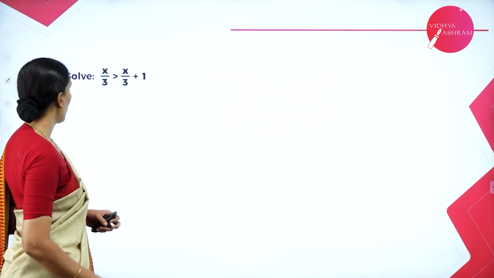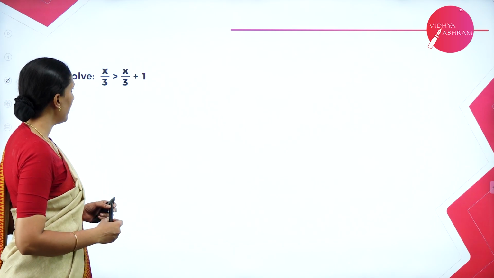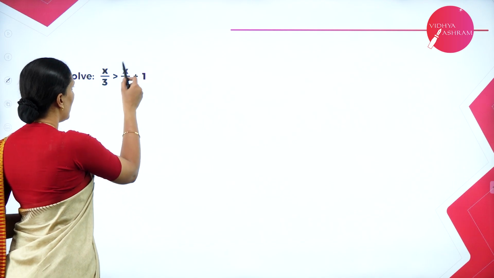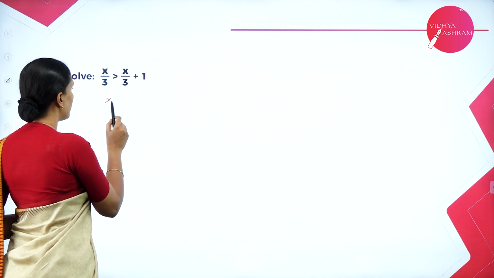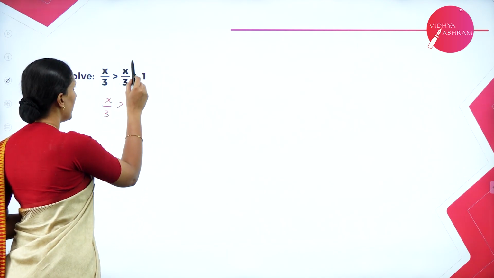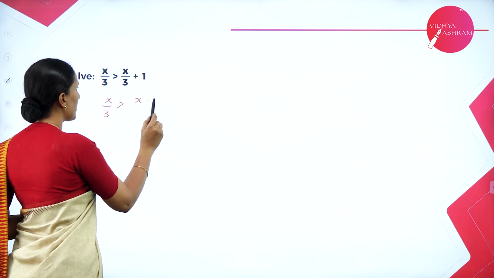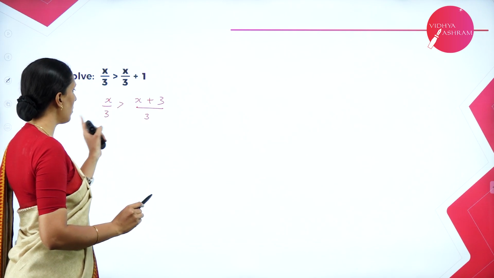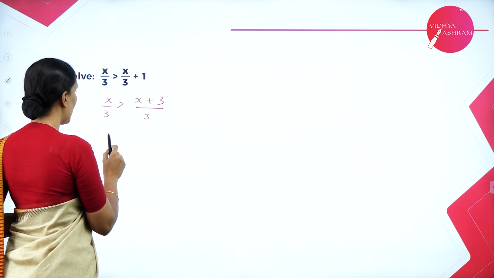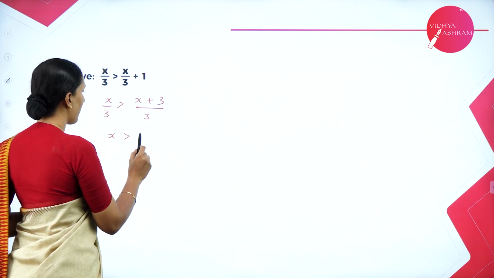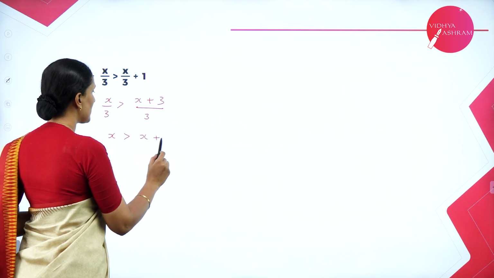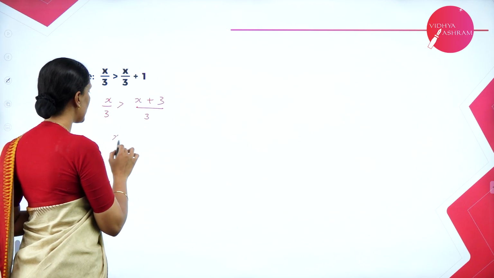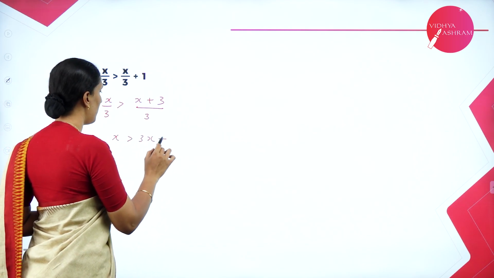Next question, solve x by 3 greater than x by 3 plus 1. Now here, let us simplify this. Here it is a fraction, so we have x plus 3 whole divided by 3. To remove 3 on both sides, I'll multiply by 3. Then I'll get x greater than x plus 3 here. So now I'll multiply by 3 on both sides. Then x greater than 3x plus 6.